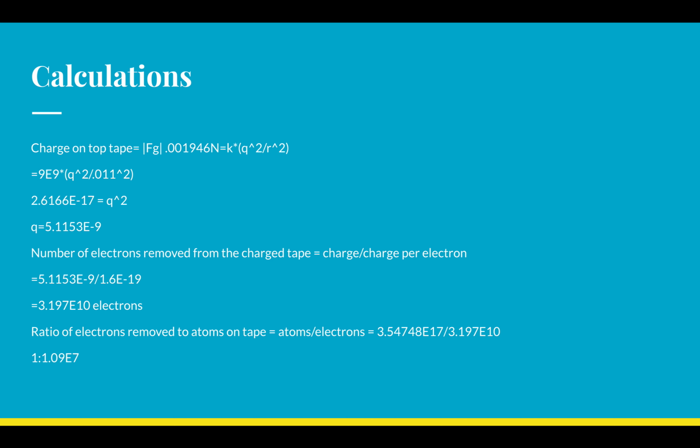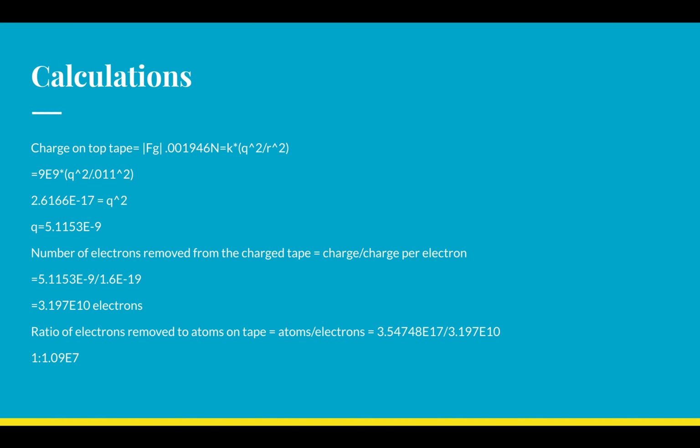So for the charge on the top tape, the magnitude of the force of gravity was equal to the magnitude of the electromagnetic force because there was no change in momentum of the floating piece of tape. And so we took the force due to gravity and set it equal to Coulomb's force, Coulomb's law. And then we divided by 9e9 and multiplied by 0.011 meters squared in order to get the charge squared, and took the square root to find the charge of the piece of tape.